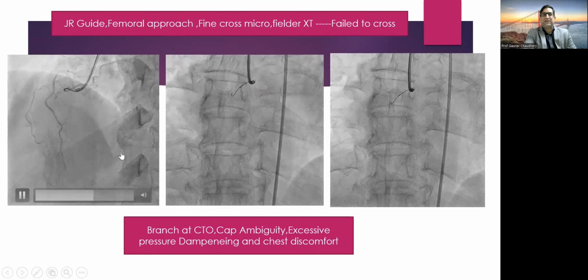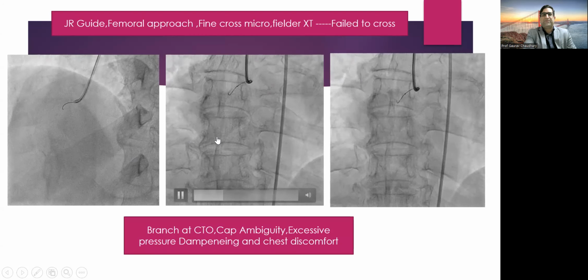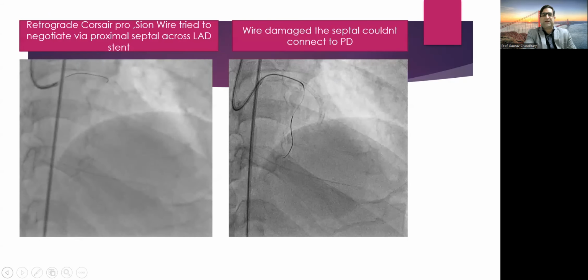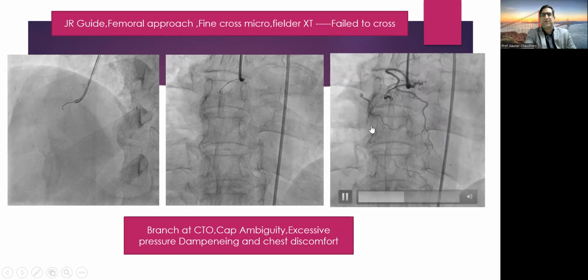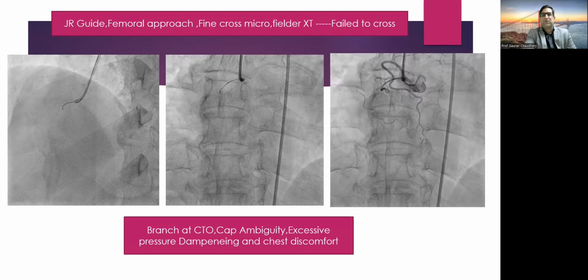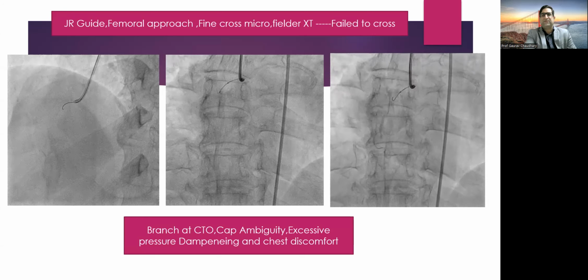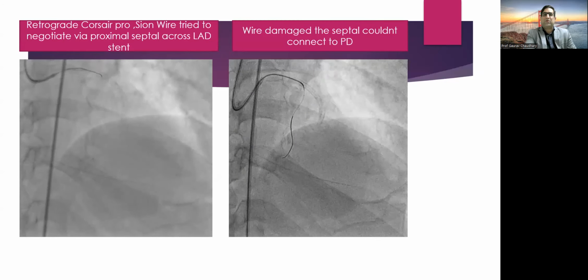As usual practice, the antegrade guide was taken, and over the Fielder XT, with the help of a microcatheter, this was advanced. But the problem is that, due to ambiguity, there was a branch at that particular point, and the wire was going again and again into the same branch and not into the true lumen. When we have a branch like this, escalation would not help here because we are not able to get a point to poke.